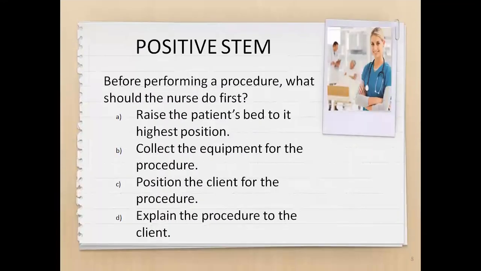So we have here an example of a positive stem. Before performing a procedure, what should the nurse do first? So it's asking what the nurse should do first before performing a procedure. So we have here, the correct answer is explain the procedure to the client. Okay? So letters A, B, and C are considered distractors.